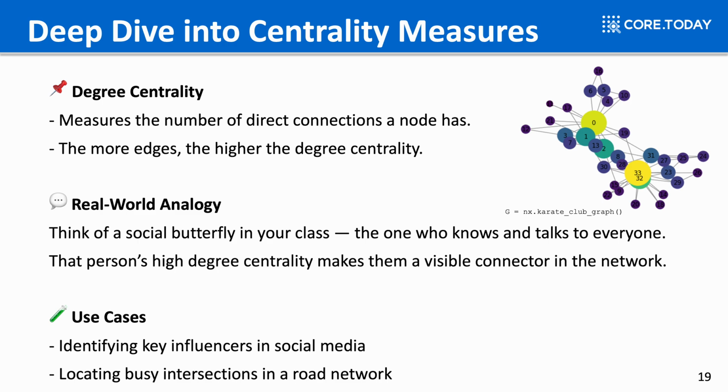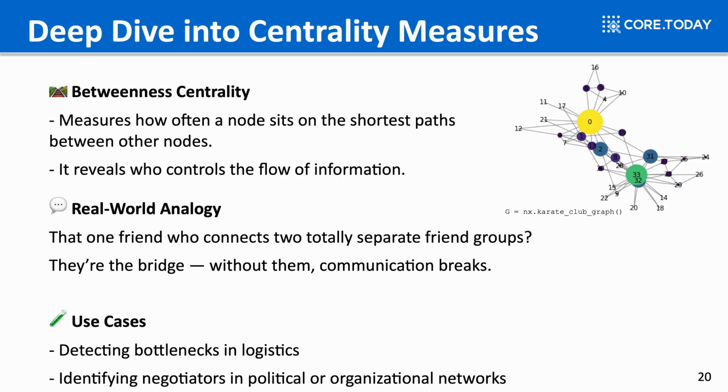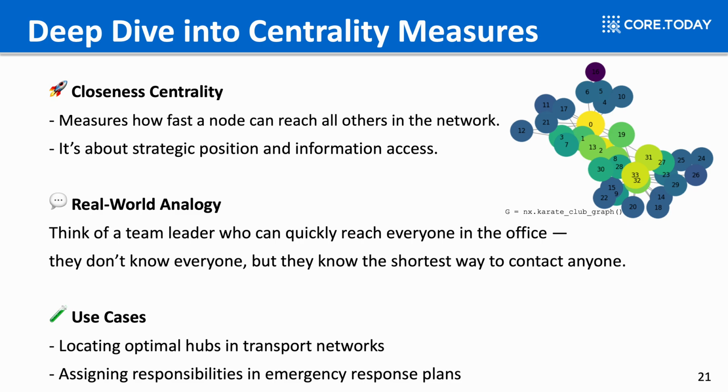But being popular isn't everything. Betweenness is like being the hallway between two classrooms. Everything must go through you. These nodes are critical. They're not always the most popular, but they hold things together. They're often irreplaceable in a network, making them great points for influence or vulnerability.